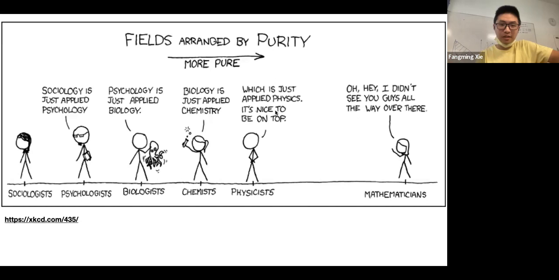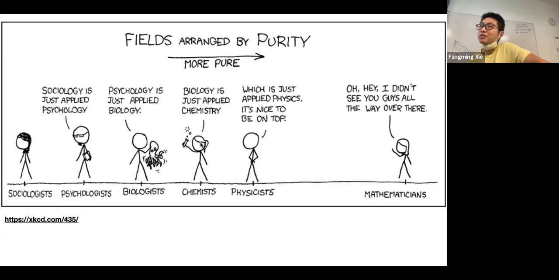So here's a cartoon. Fields arranged by purity, which more or less is relevant to our topic today. On the left, we have sociologists looking to the left, and psychologists saying sociologists just apply psychology, because sociology studies a bunch of people together and psychology studies individuals. And then biologists say mind arises from the brain, and so psychology is just applied neuroscience or biology, whatever.